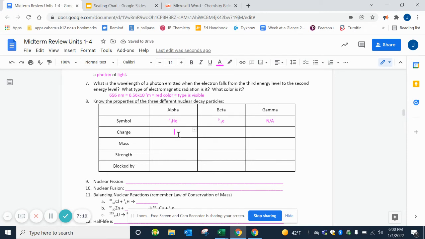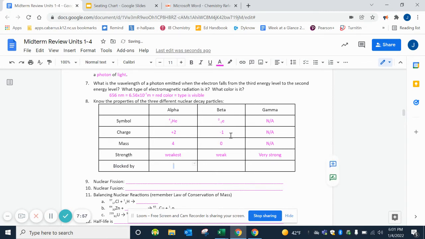The charge of the alpha is +2 because of the 2 protons there. The beta particle is -1. Gamma, again, is nothing because it is just energy. The mass of alpha is 4 because it's 2 protons and 2 neutrons. Beta is 0 because it's an electron. Gamma, again, N/A, because it's just energy. Alpha, having the largest mass and the largest charge, is the weakest. Beta is still considered weak. And then gamma, being just energy, is very strong.